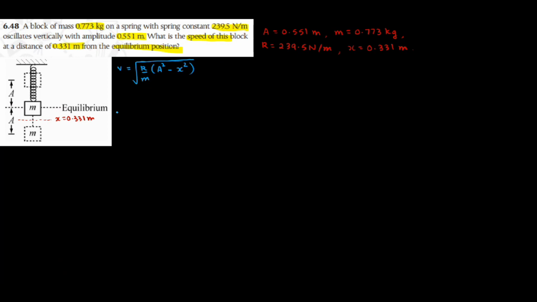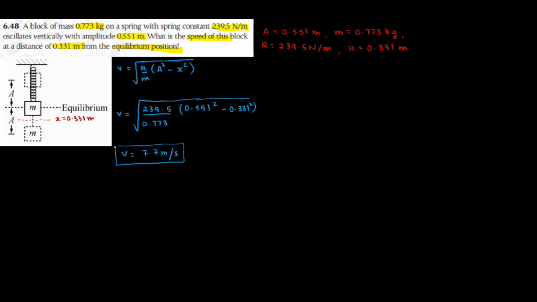So let's substitute here. V equals square root. Value of k is 239.5. Mass is 0.773. A is 0.551 squared minus 0.331 squared, which is your x. And when you solve this, you get the value of your speed as 7.7 meter per second. So this is the simplest way of solving a question like this.